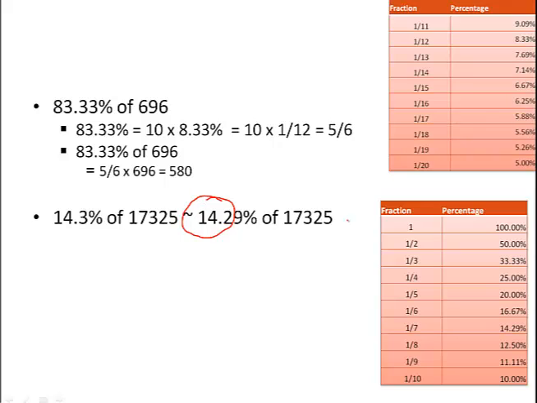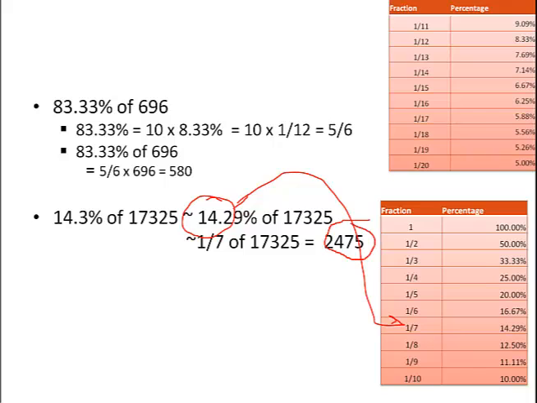So if we go to more decimal points, then this thing will not be there. Up to 2 decimal points, 1 by 7 is equal to this. There is hardly a 0.01% difference. Now this is 7%. You can see this is 7%. 7% of 17325 you can easily calculate, and you get 2475. So this is your approximate answer.